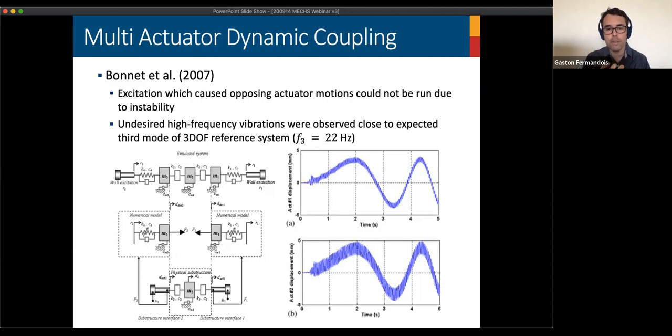there was an undesired high frequency vibration observed close to the third mode of this 3-degree of freedom system. The delay compensation they designed was not capable of removing this kind of error. Obviously, this is an unexpected response that could lead to an instability, and this is quite dangerous when you run a test in the laboratory.